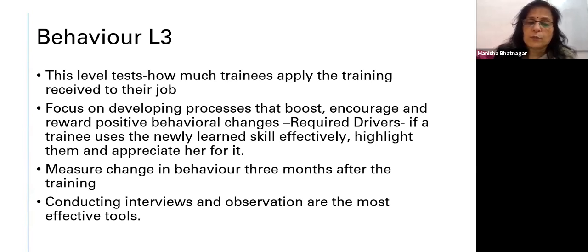You can interview the supervisor, you can even interview the trainee and ask them to self evaluate, how much they have fared, and take the opinion of the supervisors also. Involving the supervisors is very important here, and they would be the ones observing them. Observation is the most effective tool here. You can even conduct interviews.